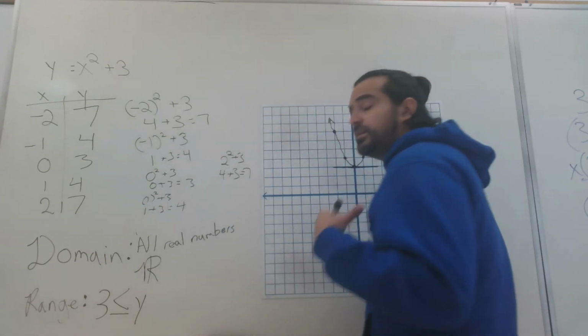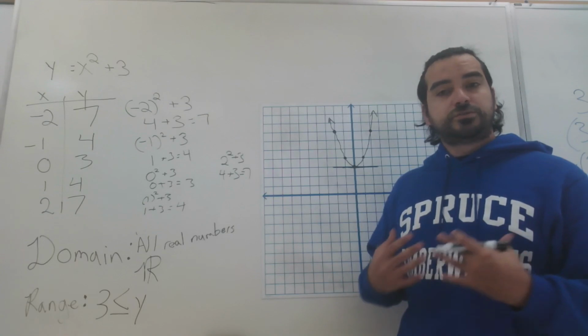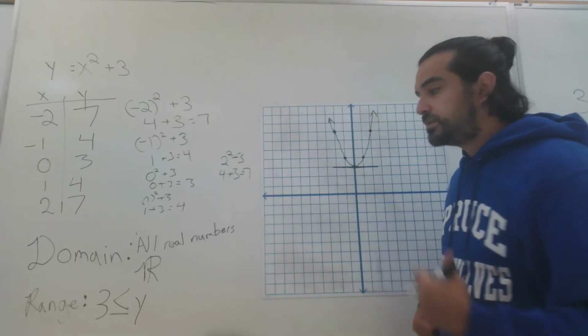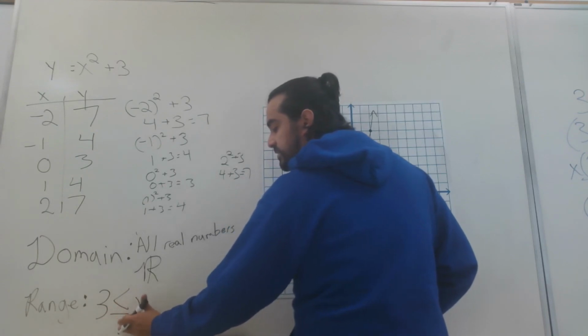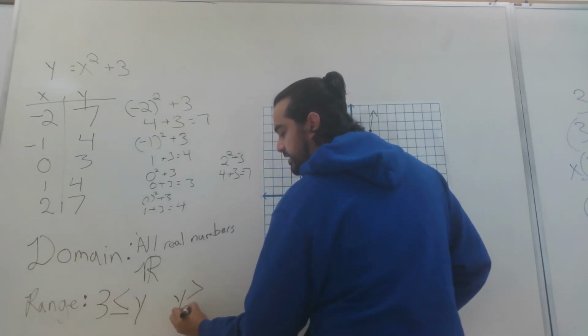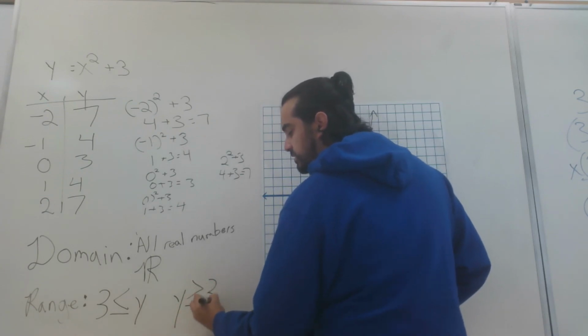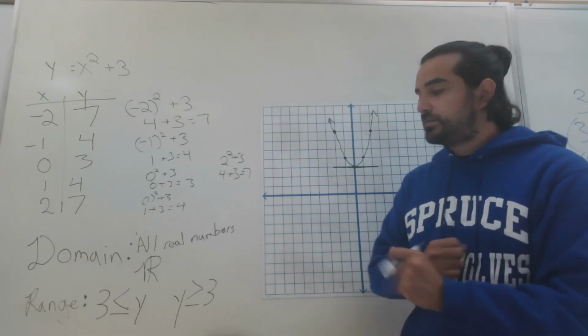Now remember, if you only have an integer and a variable, you always want to put the variable first. So we're going to reverse it. Instead of saying 3 is less than or equal to y, we're going to say y is greater than or equal to 3. All we're doing is flipping everything over.